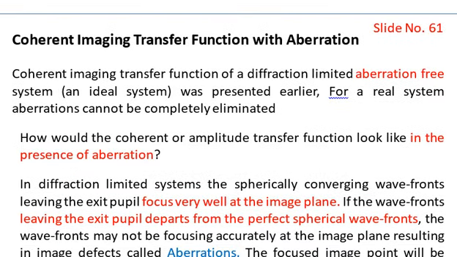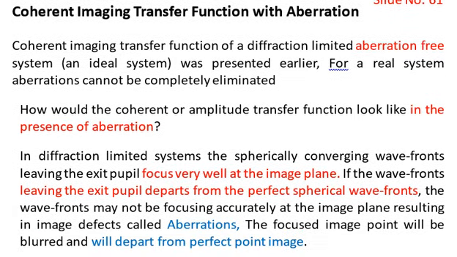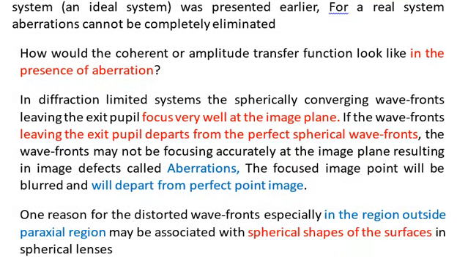The coherent imaging transfer function of a diffraction limited aberration free system, which we may regard as an ideal system, was presented earlier. For a real system, aberrations cannot be completely eliminated. How would the coherent or amplitude transfer function look in the presence of aberration? So here we shall evaluate two things, the point spread function and the transfer function, and we shall see how these two look when the aberrations are included.